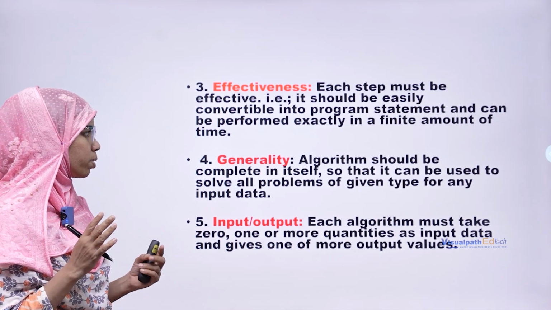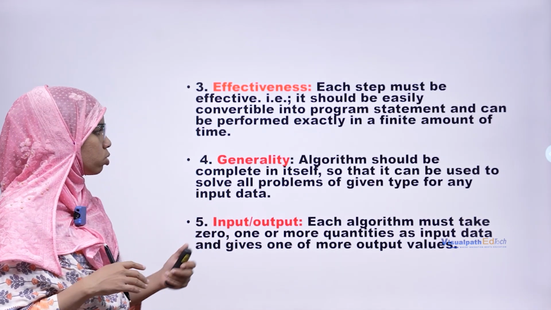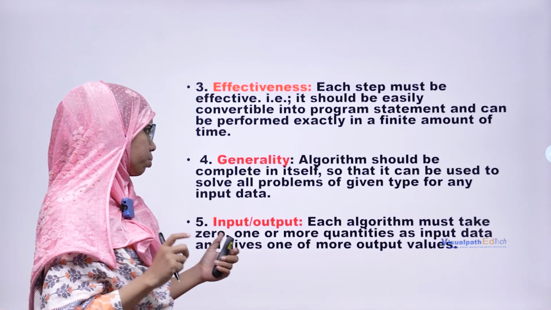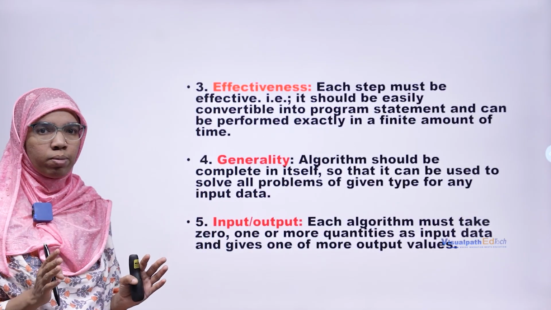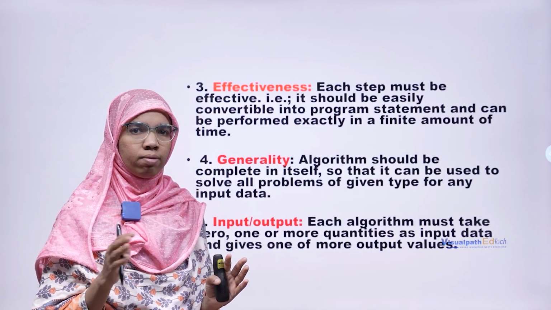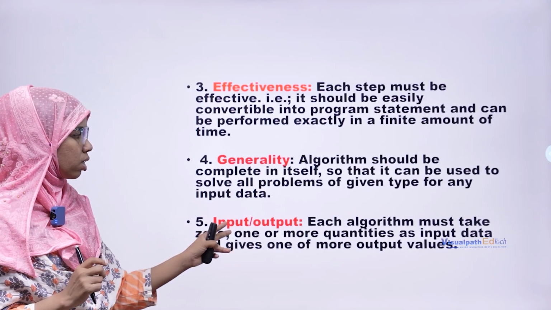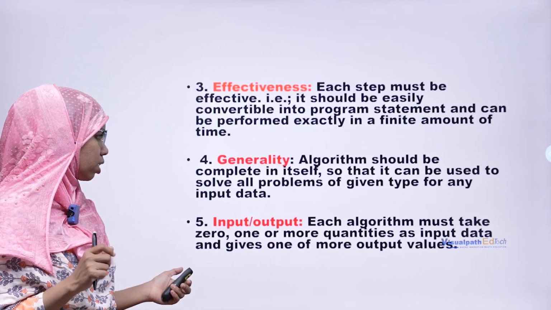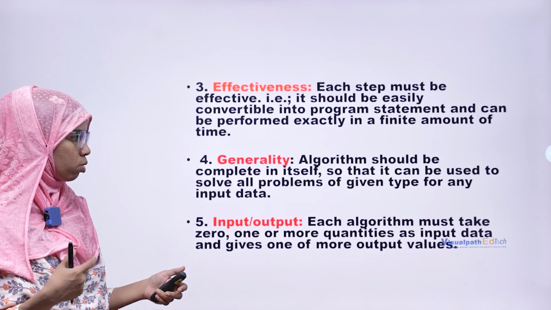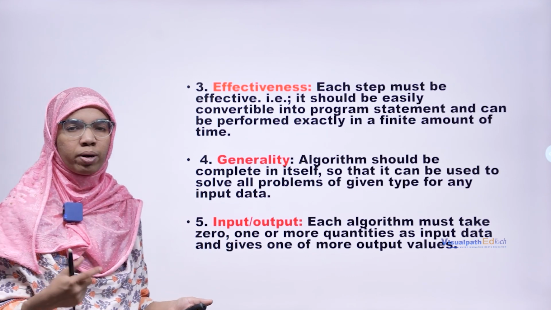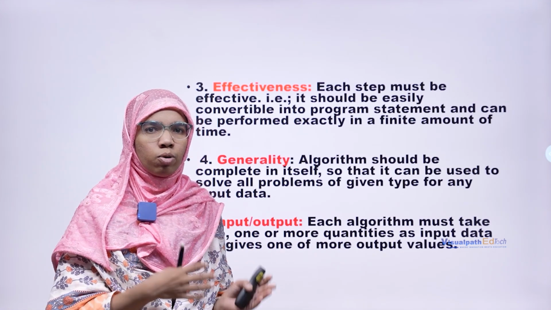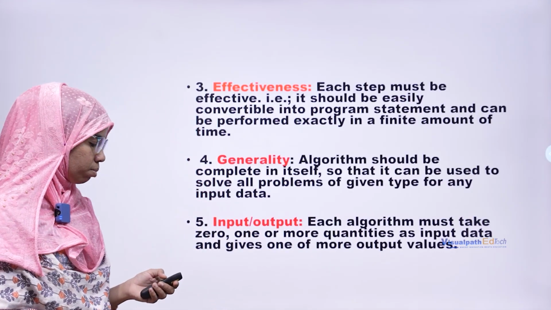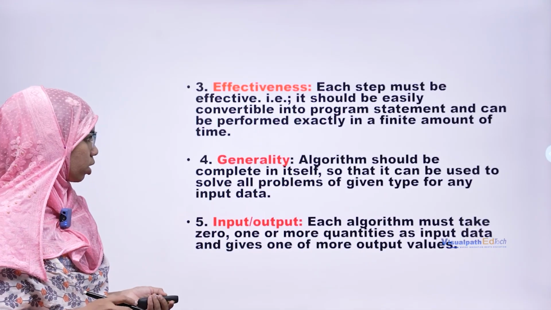Generality. The algorithm should be complete in itself so that it can be used to solve all the problems of a given type, for any given input data. So generality must be there in it. That means it will be completing in the given precise area only. The number of inputs and outputs must be very clear, and the values must be very clear. Each algorithm must take 0, 1 or more inputs and also give the respective outputs as desired. Based upon the input, whatever the expected outputs are required, that must be given by the algorithm. So these are the properties of an algorithm.